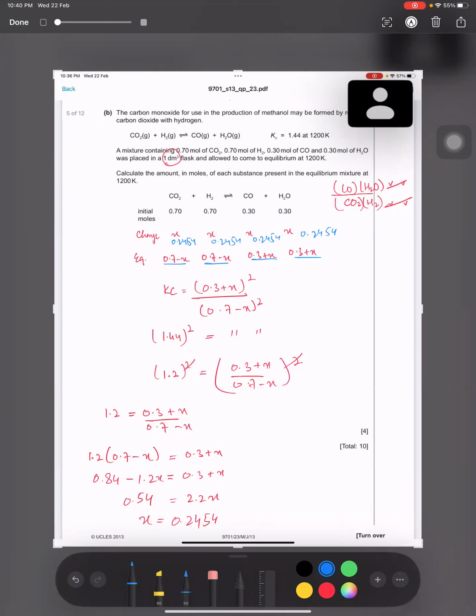0.7 minus 0.2454, so it is 0.4546, 0.4546, इन दोनों का आंसर आपके पास क्या आ रहा है? 0.4546, और ये क्या होगा आपके पास? 0.3 plus 0.2454, it would give you 0.5454. It is also 0.5454. Is that right, बच्चों? ठीक है बच्चों? Is that right?